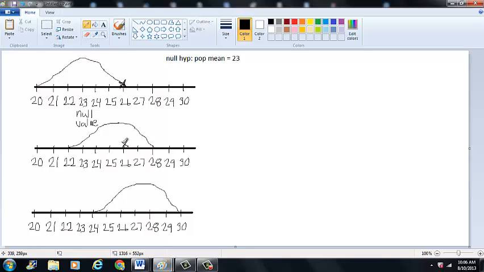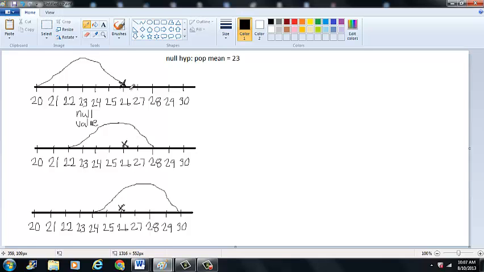It looks like it would actually be fairly easy to get a sample mean of 26 in a situation where the population mean equals 25. And if the population mean equals 27, in this curve it looks like it's not that difficult to get a mean of 26 in your sample because it doesn't look very extreme. It's not very far away from 27.